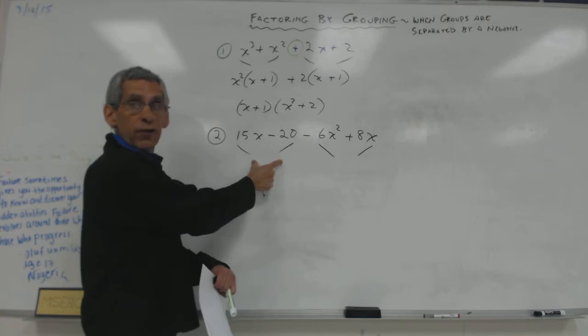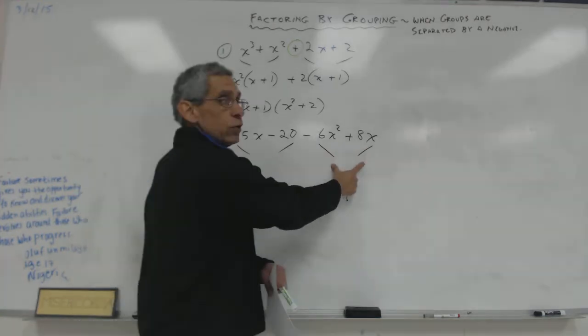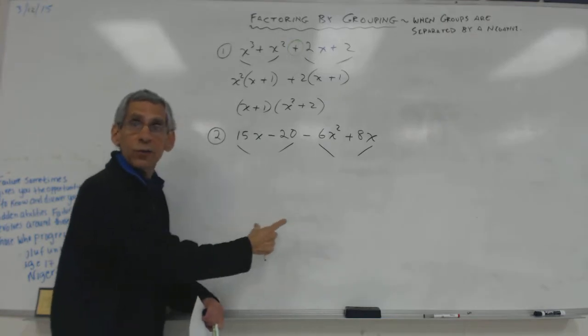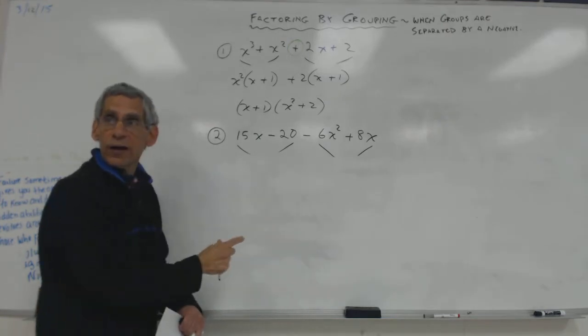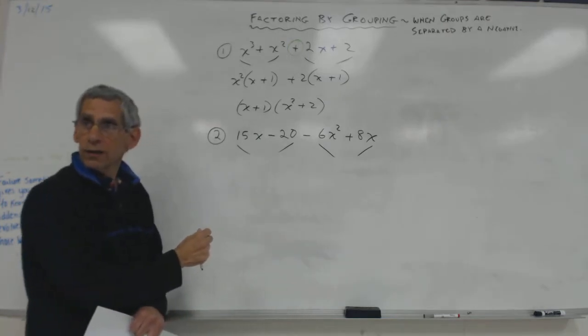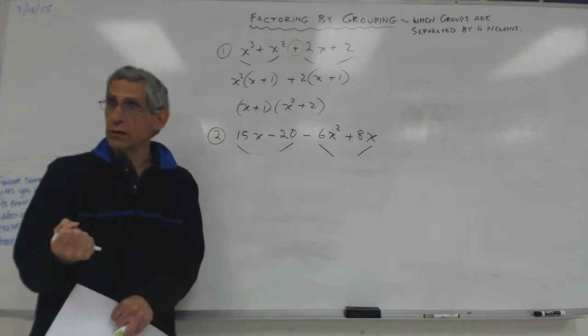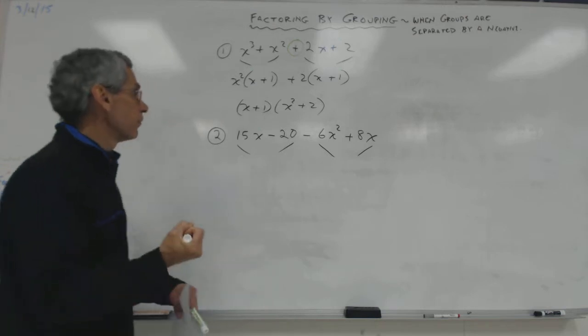A group of 2, I'm going to factor out the greatest common factor. A group of 2, I'm going to factor out the greatest common factor. And then I'm going to have another greatest common factor, which is a blob, which I'm going to factor out, right? See what I'm saying? So that's what you're doing when you're doing this. You're doing the cardinal rule of factoring, which is factoring out the greatest common factor.